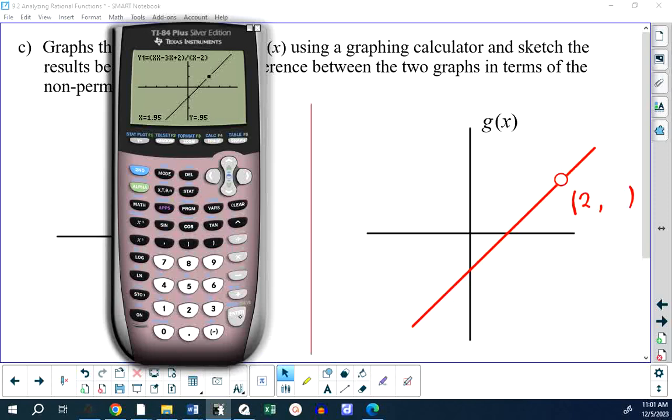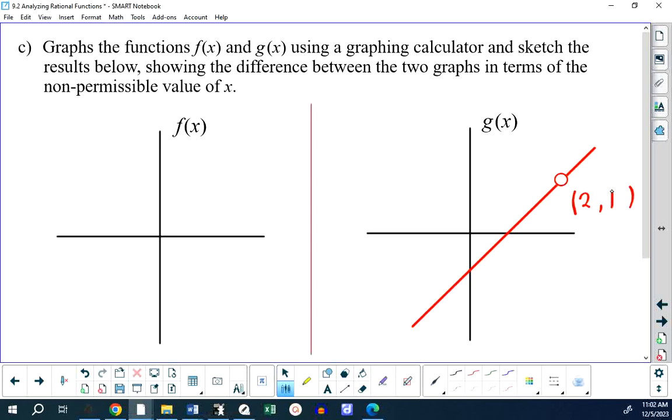And we could try it from the other side as well. I could go trace 2.01, and you get a number very close to 1. So what's happening is as x is getting closer, and this will be important in a minute, as x is getting closer to the value that it's not allowed to be, 2, y is getting closer to the value that it is not allowed to be, which is 1. So this is at 2, 1. There will be a way for us to determine the y coordinate without using a graphing calculator.